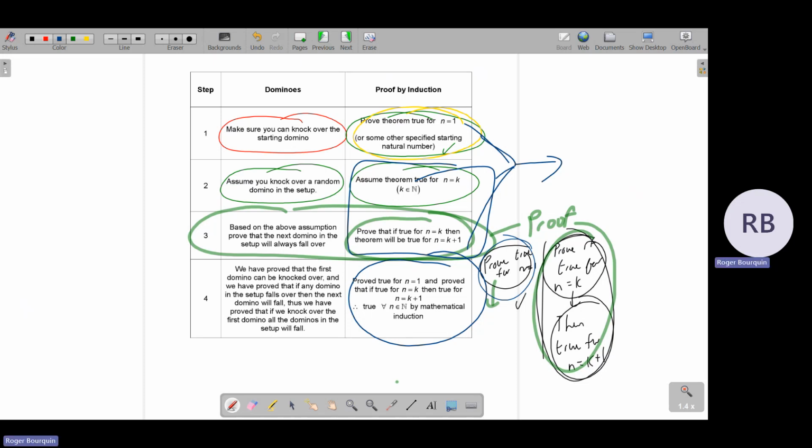You can prove those two bits: that the first one will fall over, in other words, true for n is equal to 1, and that if we assume one falls over, the next will always fall over. You combine those two bits, all of them must fall over. Why? Because we proved the first one can fall, and we proved that if one falls, the next will always fall. That means that if the first falls, the second will fall, the third will fall, the fourth will fall. So we proved the proof for all natural numbers.